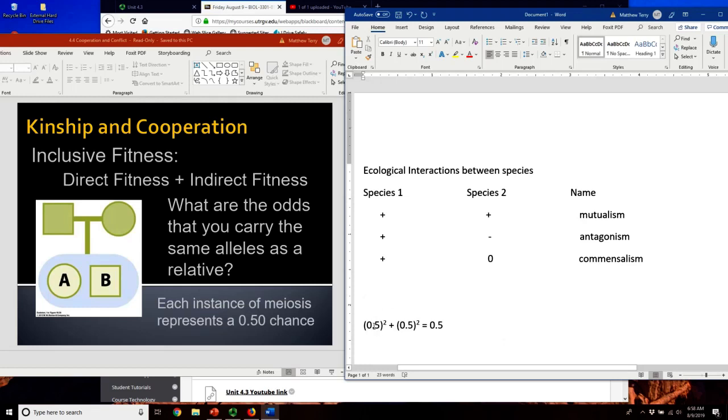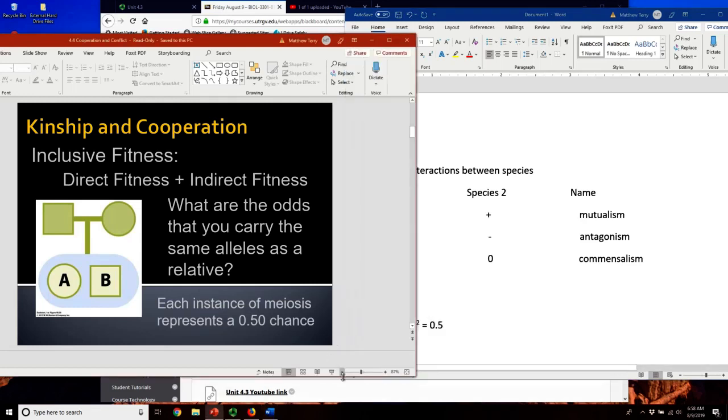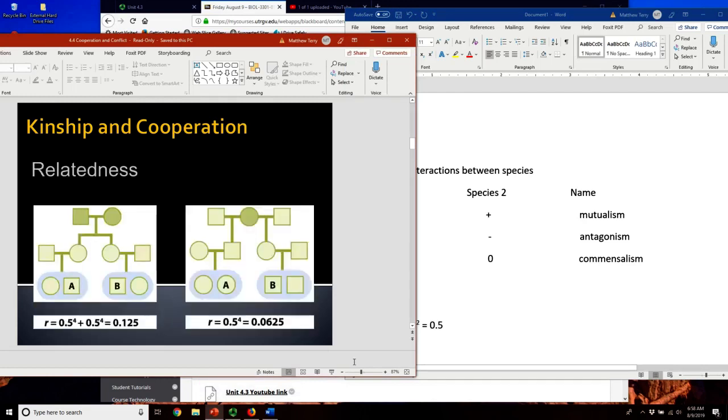50% chance each time father makes a sperm, they have to make 2 sperm, so it's 50% squared, or 0.5 squared, plus 0.5 squared, which works out to 0.25 plus 0.25, so your total degree of relatedness to a full sibling is 50%. Okay? Let's do another one here. Let's go down one. Sorry. So here we go for first cousins.